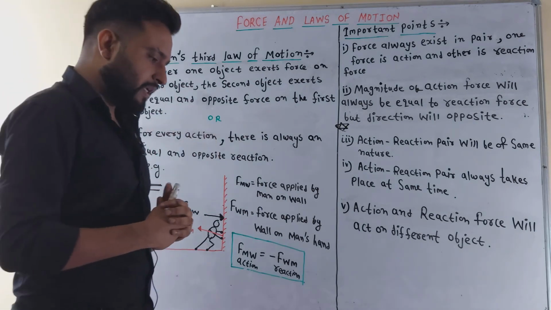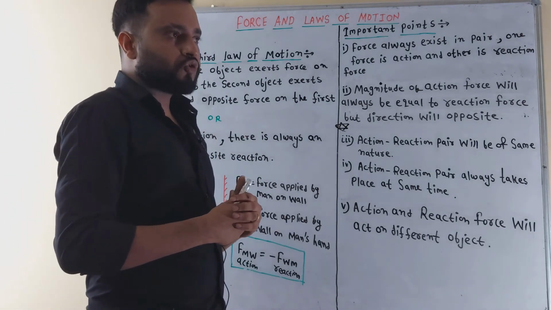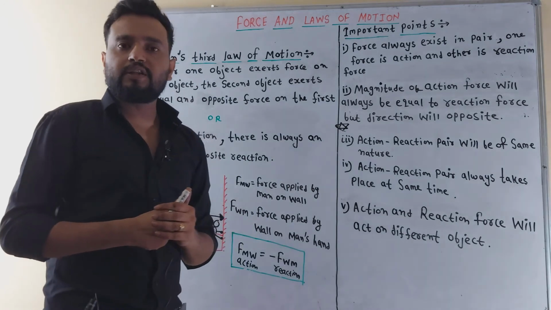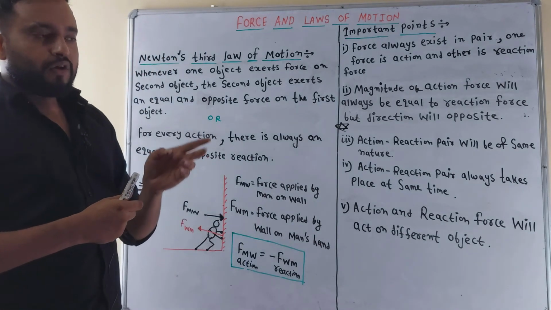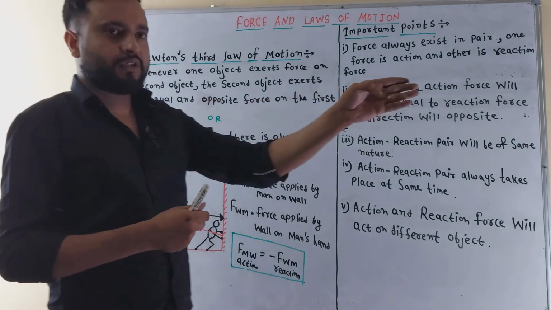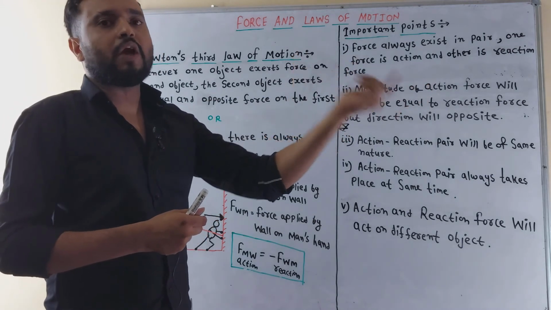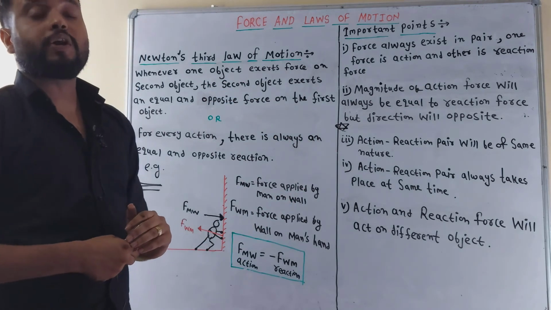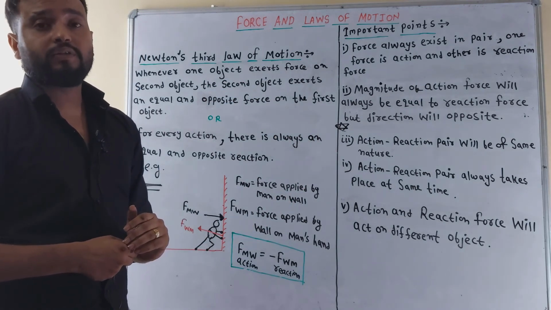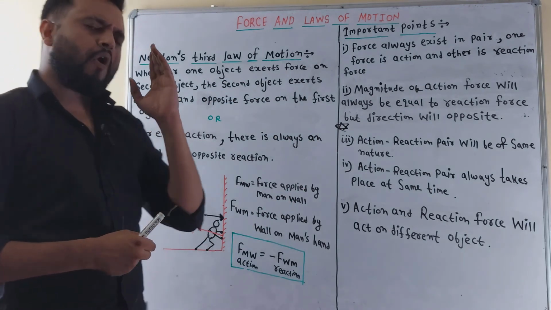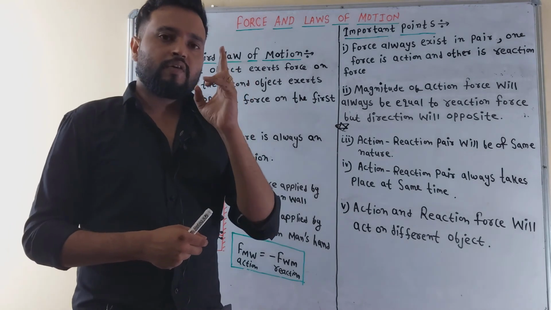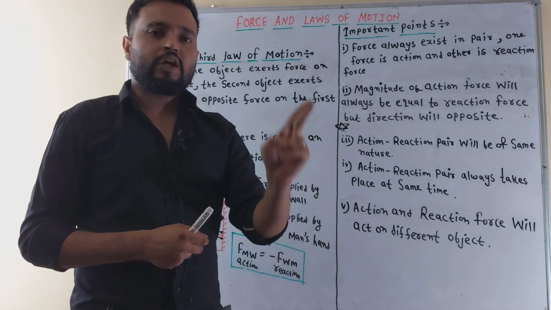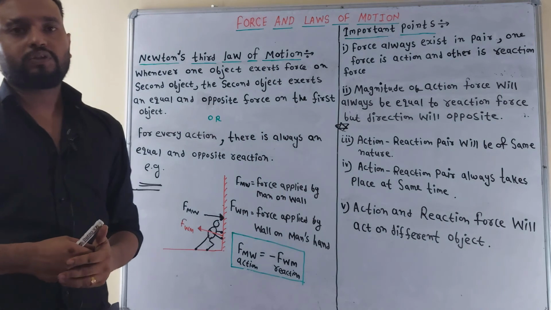The second example is whenever we shoot a bullet with a gun, the gun applies a force on the bullet, but the bullet applies the same force on the gun and the gun comes back. This is called recoil of the gun. It's very important. Okay, so there will always be two forces. One is the action force and the other one is the reaction force.